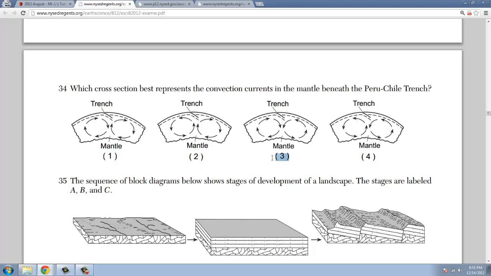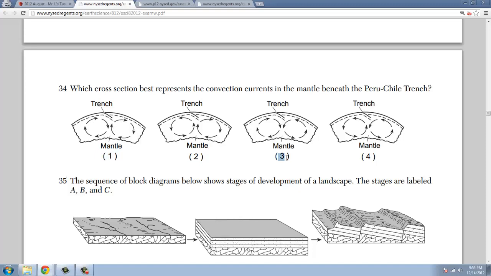So right now, we're left with number 3 and number 1. Now, again, if the plates are moving away from each other, if they're diverging, like this one is pushing it away, this plate would be sliding away from this, and this trench wouldn't form. So it cannot be number 1 because the plate is moving away. They would both be moving in the same direction, so that wouldn't work.